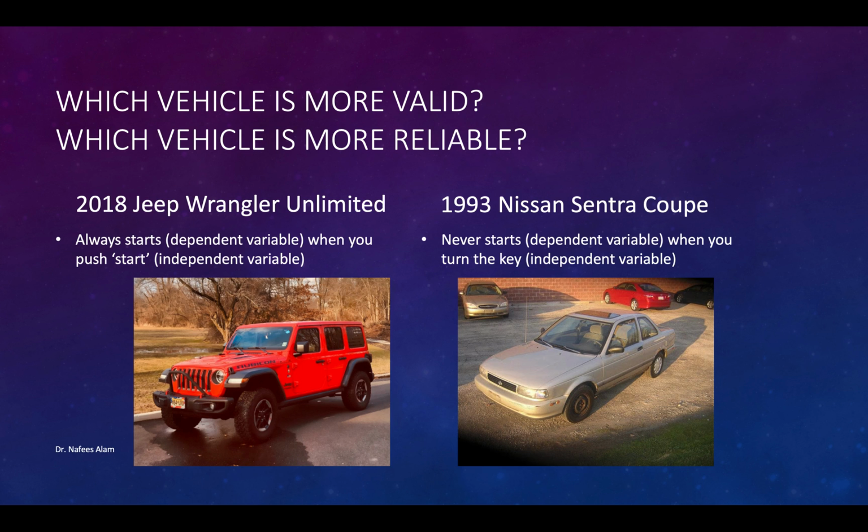Next example involves vehicles, and here you want to ask yourself which vehicle is more valid. So I have a 2018 Jeep Wrangler Unlimited and a 1993 Nissan Sentra Coupe. My Jeep Wrangler, every time I push the start button, it always starts. So pushing the start button is my independent variable, and the vehicle starting up is my dependent variable. On my Nissan Sentra Coupe, turning the key is the independent variable, and the dependent variable again is the same as whether or not it starts.